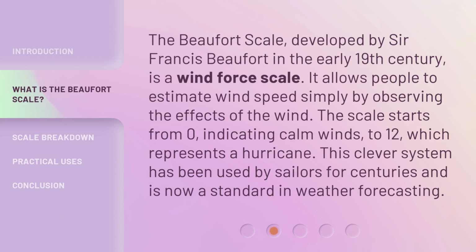The Beaufort Scale, developed by Sir Francis Beaufort in the early 19th century, is a wind force scale. It allows people to estimate wind speed simply by observing the effects of the wind. The scale starts from 0, indicating calm winds, to 12, which represents a hurricane. This clever system has been used by sailors for centuries and is now a standard in weather forecasting.